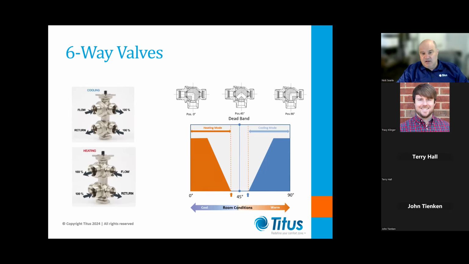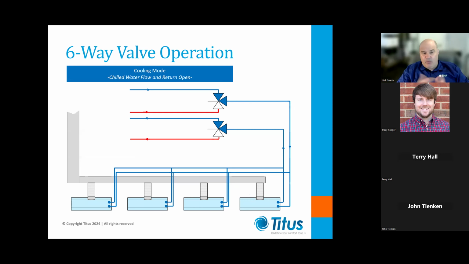Now, this is quite common on a lot of chill beam designs now, but basically we're using a valve that has a flow and return for the hot water, a flow and return for the chilled water, and a 2-pipe out to the chill beams. It essentially converts 4-pipe to 2-pipe. And it looks like this, and it operates like this.